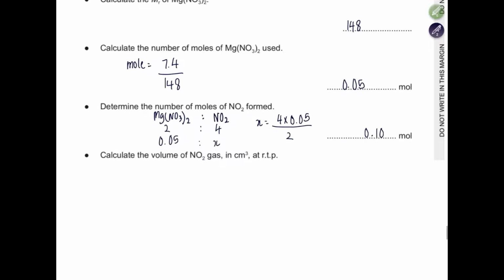Calculate the volume of NO2 gas in centimeter cube. So remember, moles is volume divided by 24. So volume is moles times 24. Moles are 0.1 multiplied by 24. Convert this into centimeter cube. So multiply this by 1000 and you get 2400 centimeter cube.